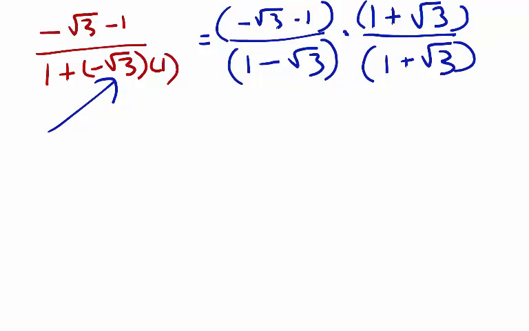Starting at the top and using the FOIL method, negative square root of 3 times 1 is negative square root of 3. Negative square root of 3 times square root of 3 will give us negative 3. Negative 1 times 1 gives us negative 1. And negative 1 times square root of 3 gives us negative square root of 3.